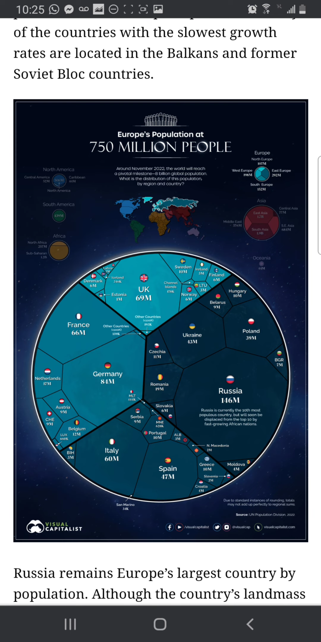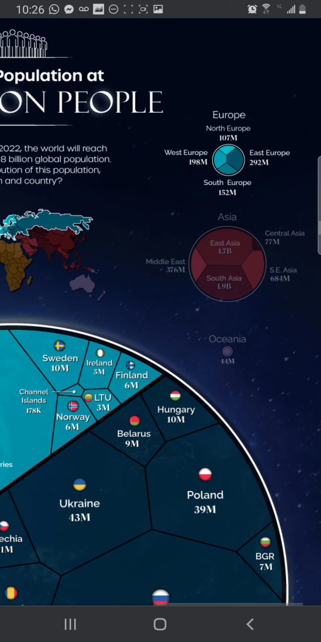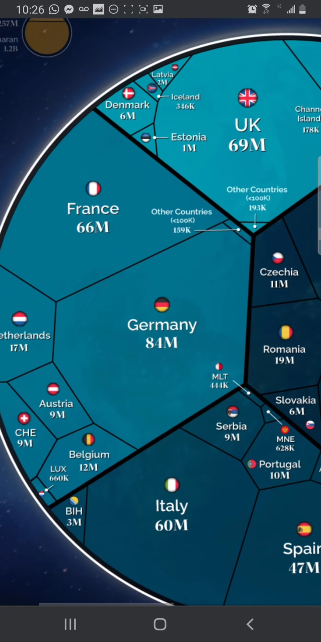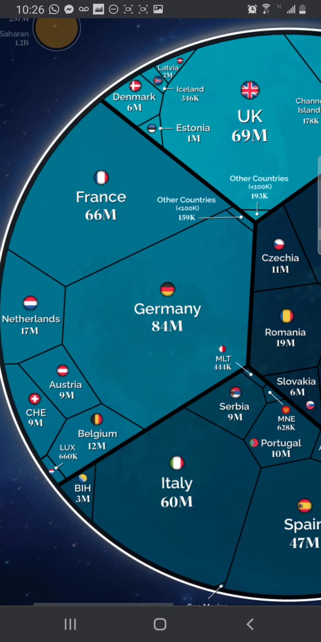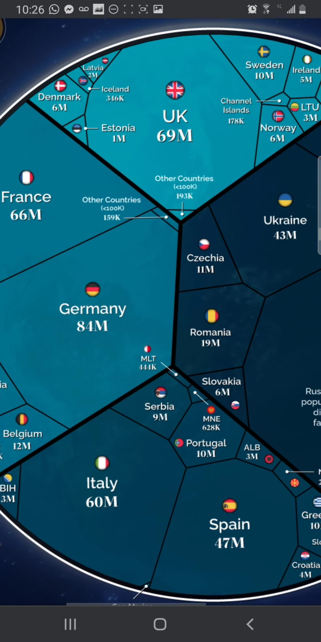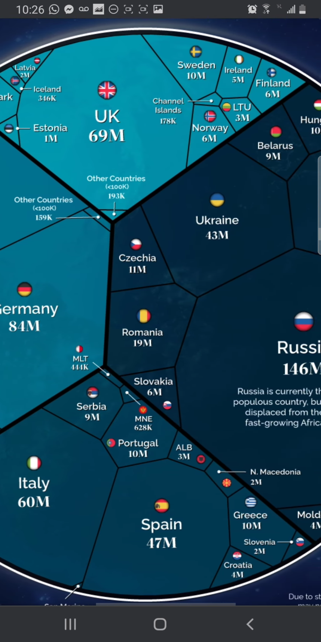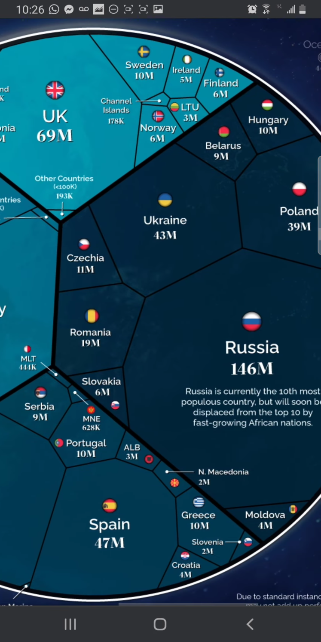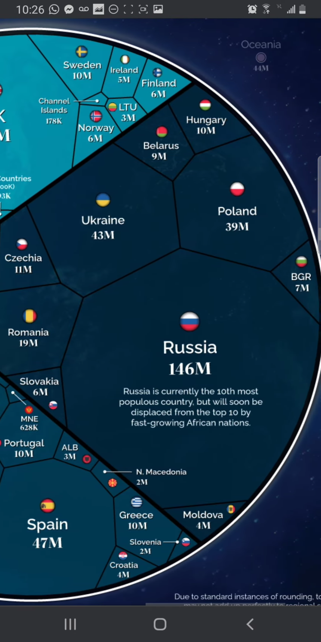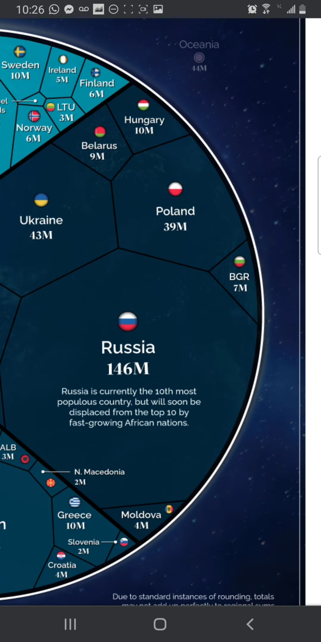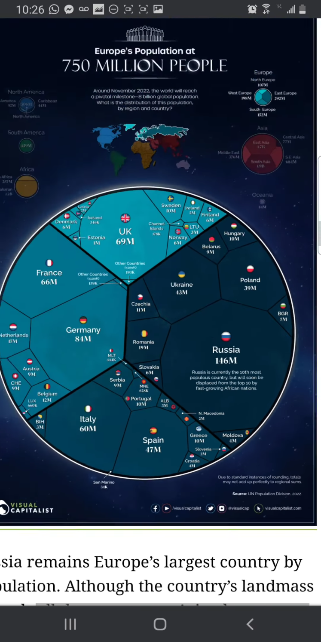So, we've already reviewed this part of the map, the darker side of the map, the colors. Let's go into the middle and let's do a little slide by. So you got your Netherlands, France, Austria, Belgium, Germany, Italy, UK, Iceland, Estonia, Spain at the bottom there, Serbia, Slovakia, Romania, Ukraine, Belarus, Hungary, Poland. You got Russia. Okay.